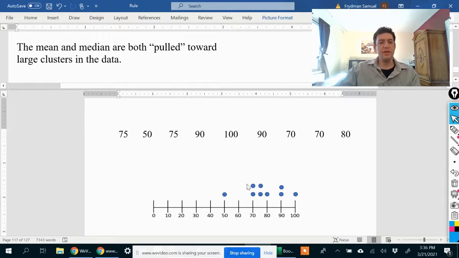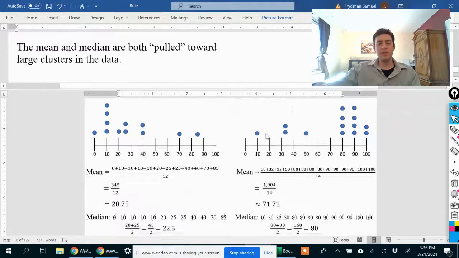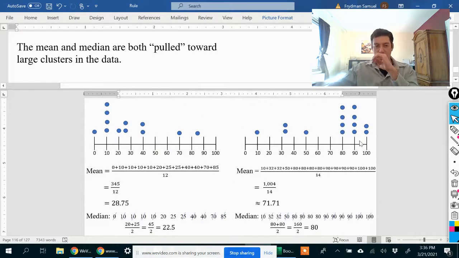The mean and median are both pulled toward large clusters in the data. What do I mean when I say that? So let's look at some more data over here. And these could represent anything. They could represent student test scores. If they were student test scores, then this class didn't do so well. This class did a lot better.